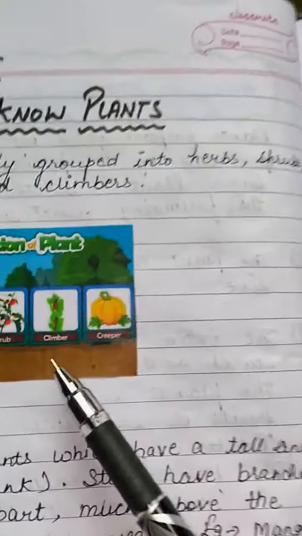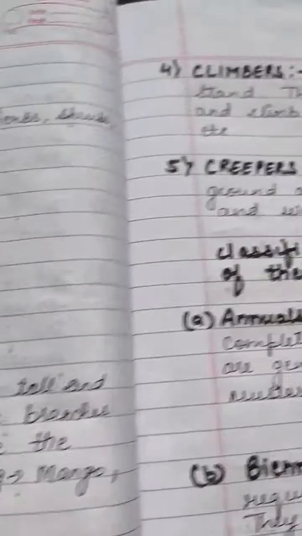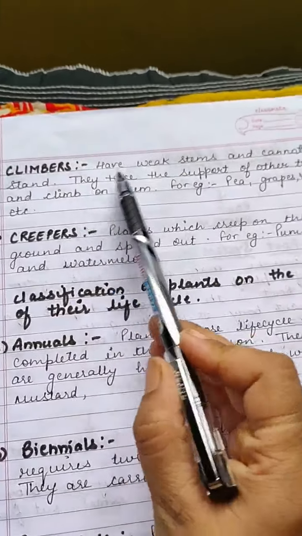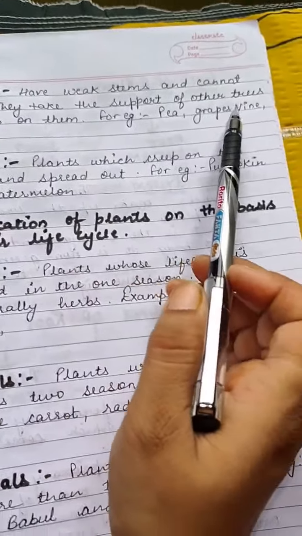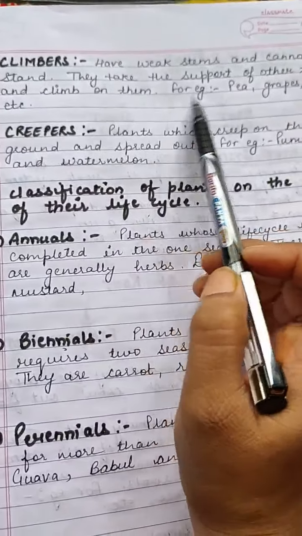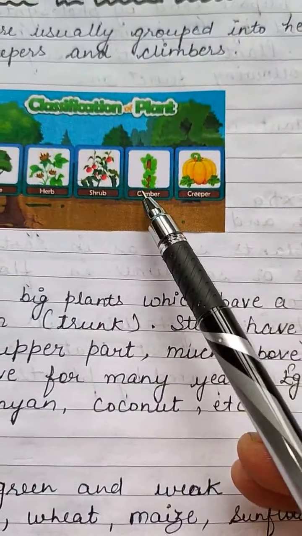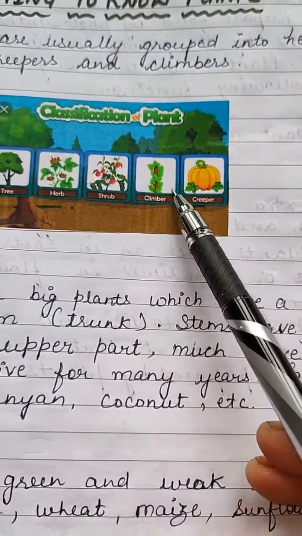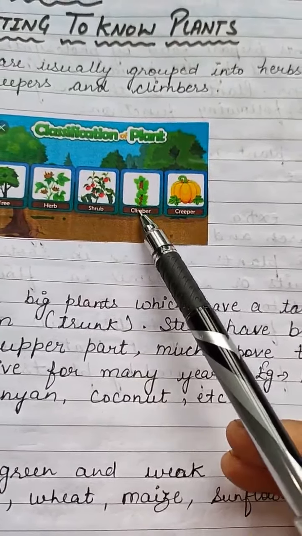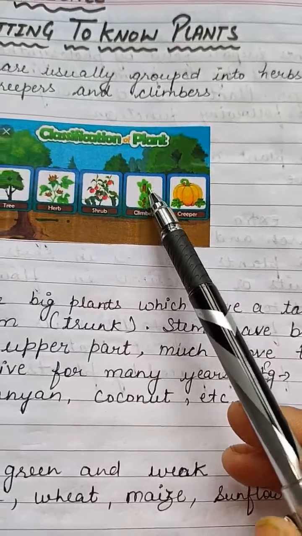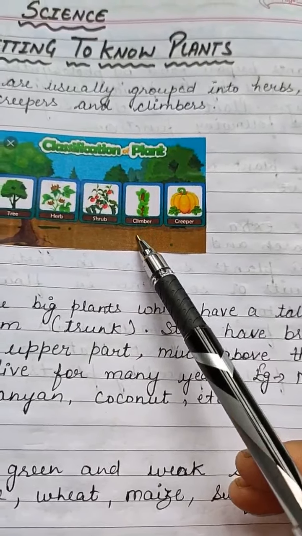Next is climbers. Climbers have weak stems and cannot stand. They take the support of other trees and climb on them. So this is the example of a climber. They have weak stems and they cannot stand erect. They take the support of other trees. See, like here, they take the support of this and climb on them. That is why they are known as climbers.